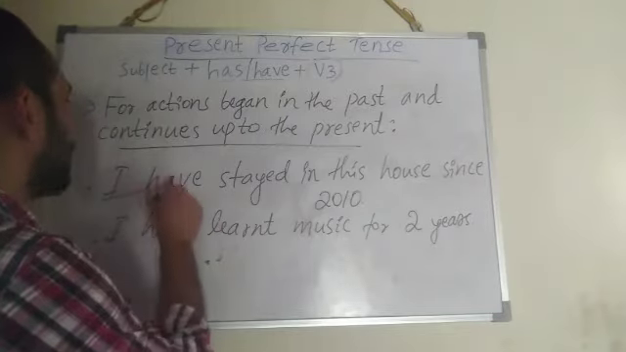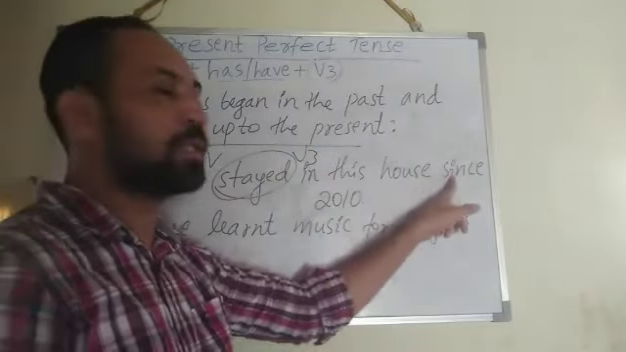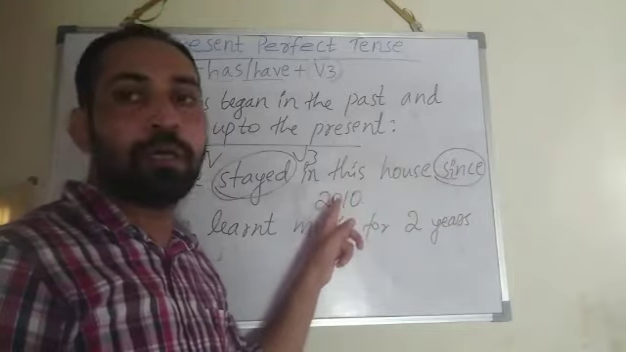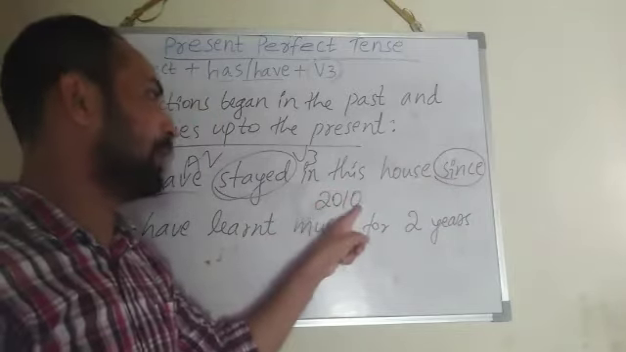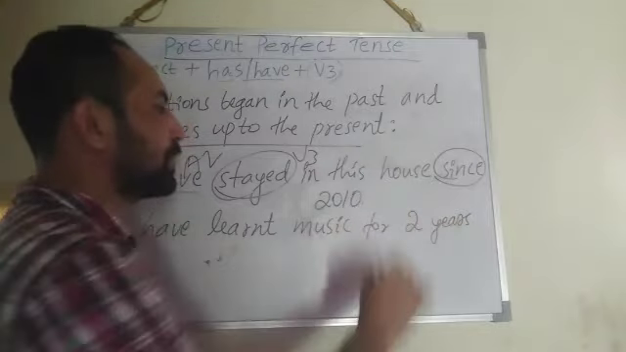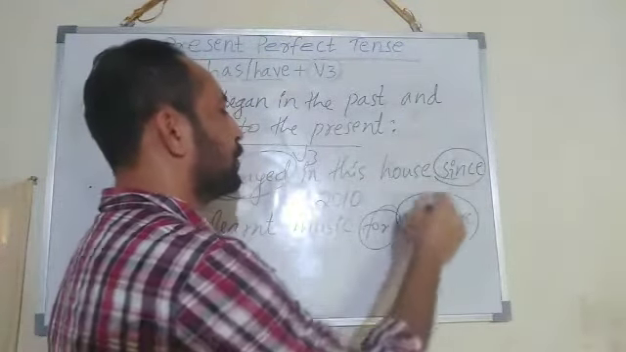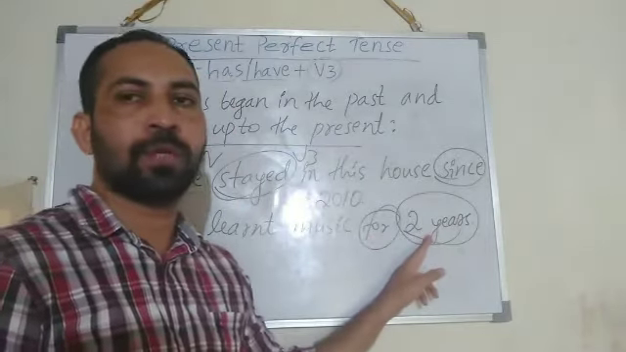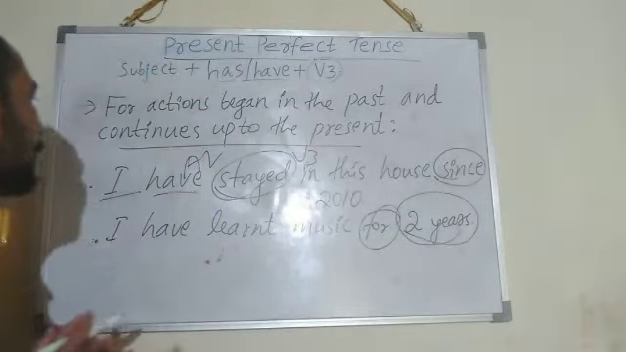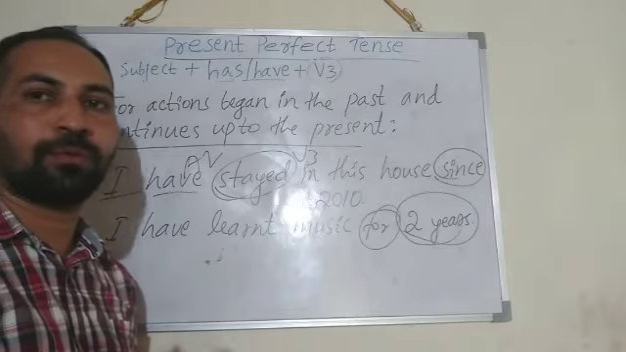I is the subject, have is the auxiliary verb, stayed is the V3 form, and since is for showing the exact time, 2010, that is the starting time. And here, I have learned music for 2 years. We have to use for to give the time duration, 2 years. For is used for time duration, since for starting time. Okay. So what about the action? The actions began in the past and continue up to the present.